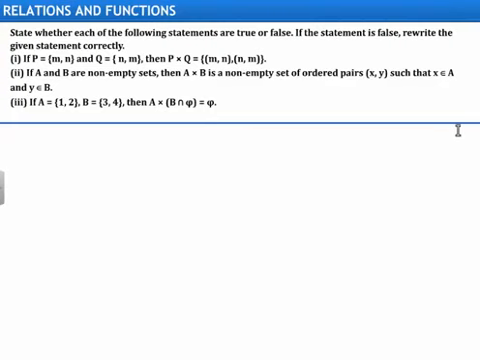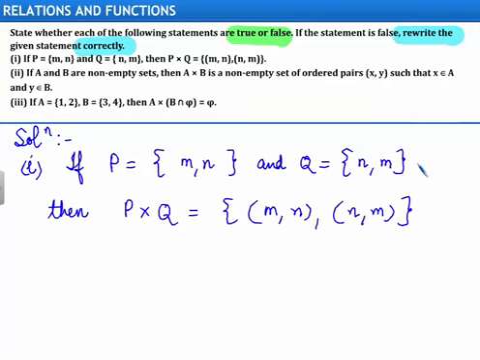In this question, you have to state whether each of the given statements are true or false. If the statement is false, you have to rewrite the given statement correctly. Let us begin the solution of this question. Let us consider the first statement which is given to us. It says if P = {m, n} and Q = {n, m}, then the Cartesian product P cross Q = {(m, n), (n, m)}.